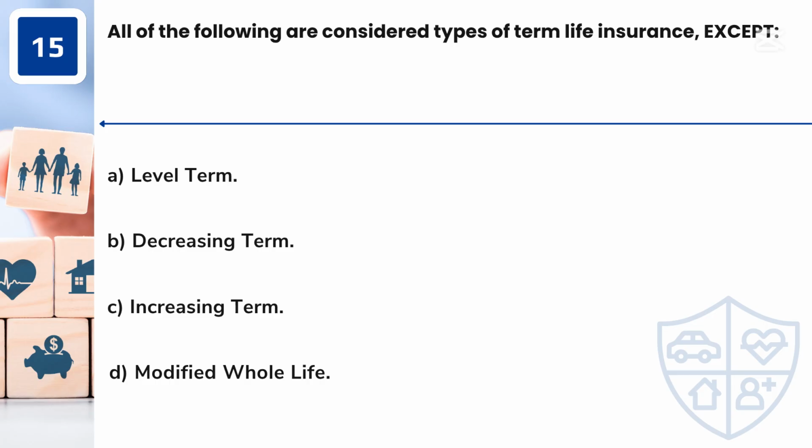Question 15. All of the following are considered types of term life insurance, except A. Level term. B. Decreasing term. C. Increasing term. D. Modified whole life.